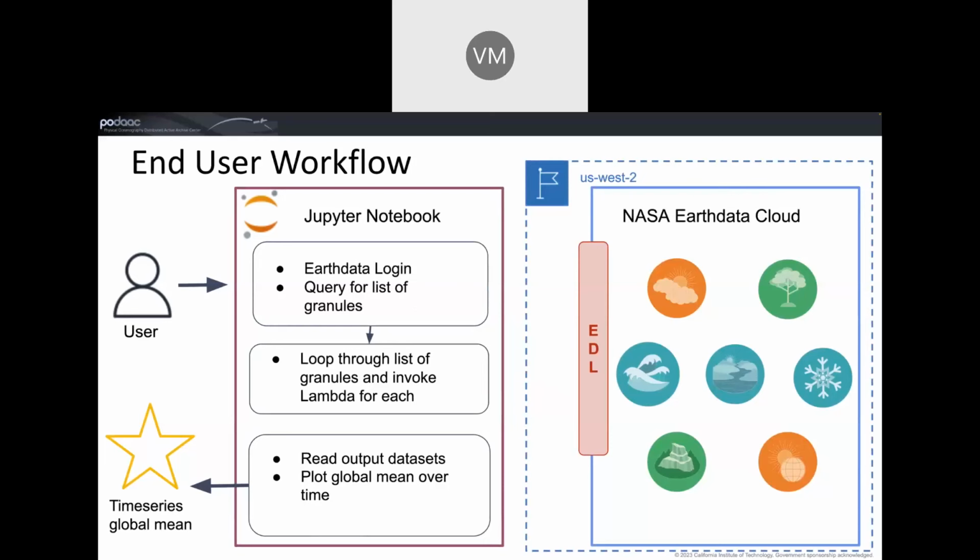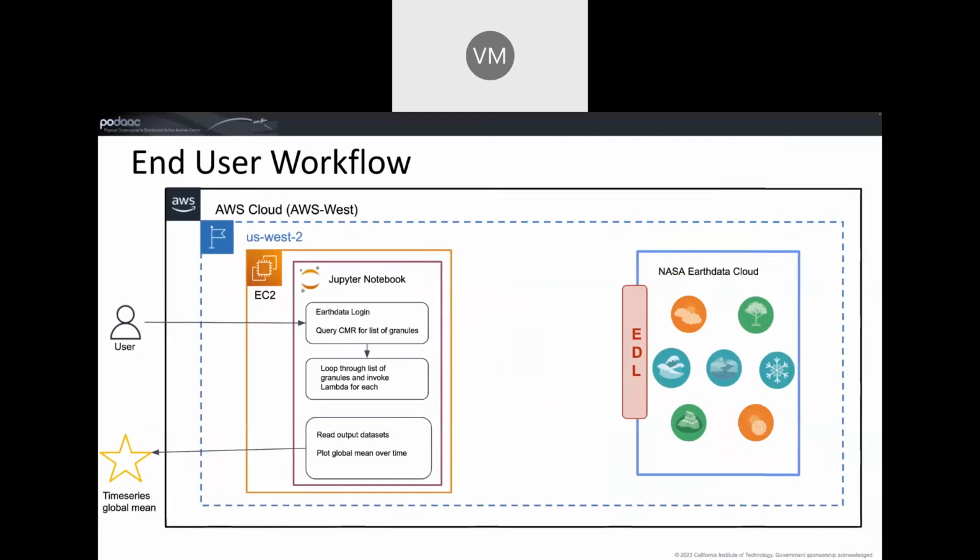NASA Earth Data lives in AWS in the US West 2 region. So to be able to access it, the notebook also needs to be running in AWS in the US West 2 region. So this is where you would use your own AWS account, set up an EC2 instance, which is a virtual machine, and run the Jupyter notebook from there.